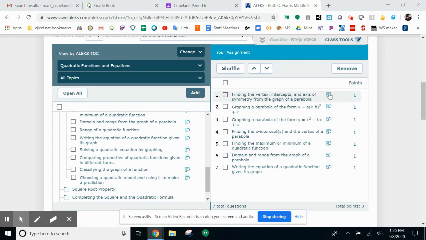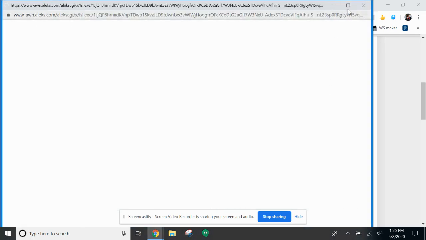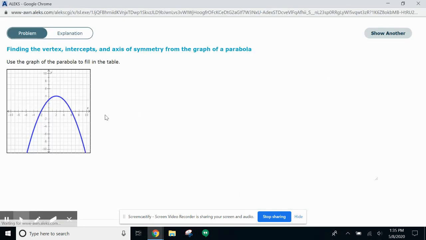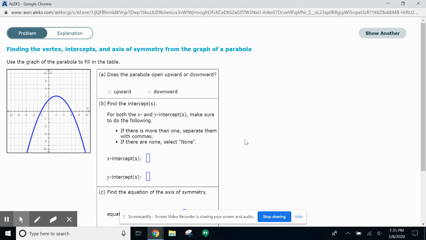So first thing we're going to talk about is finding the vertex, intercepts, and the axis of symmetry of these graphs. So you're going to have some questions just like these. We're going to go through 7 questions, and you guys have 14. You're going to pretty much do 2 of all these that we have here.